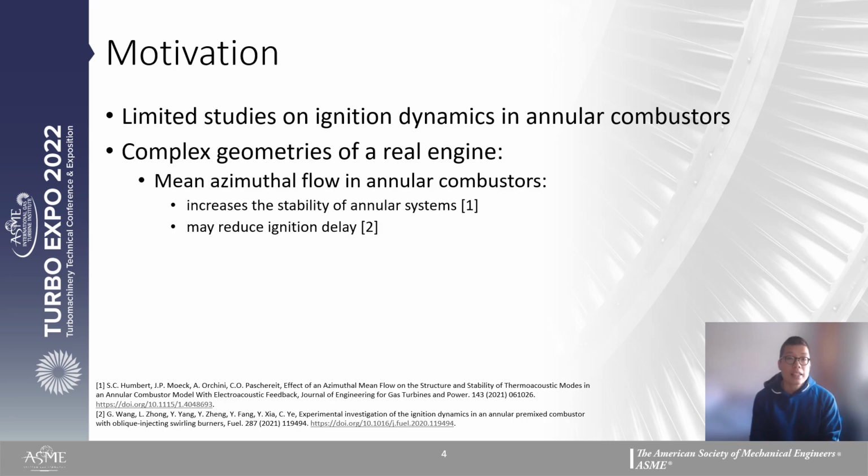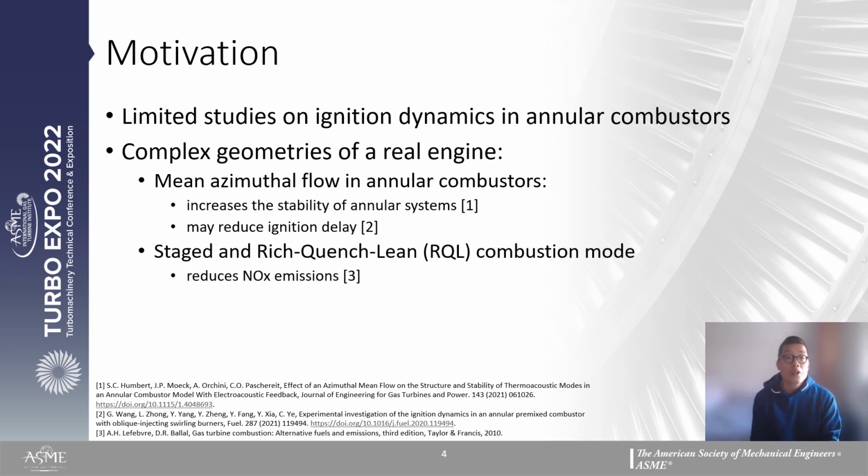For instance, the introduction of a net azimuthal flow in combustors has gained interest in recent years and proven to be an interesting concept because 1. The symmetry breaking enhances the combustor stability, and 2. A dominant flame propagation direction may reduce the ignition delay between injectors. To reduce NOx emissions, combustors have also been designed to operate under rich quench lean, otherwise known as RQL conditions.